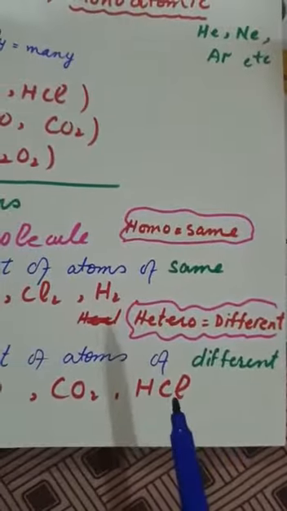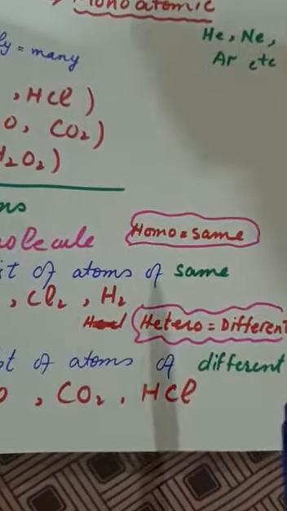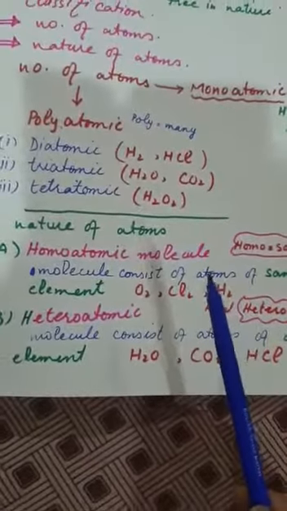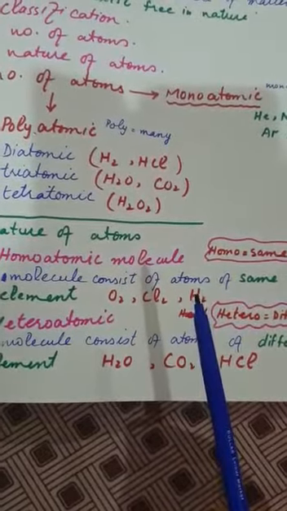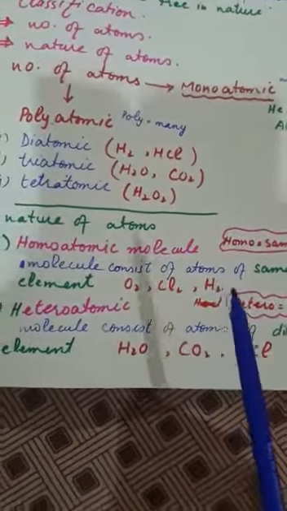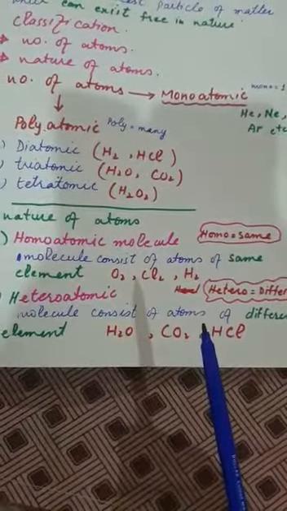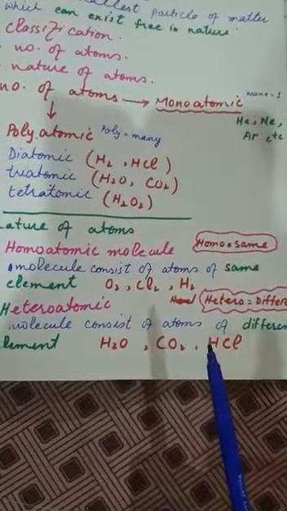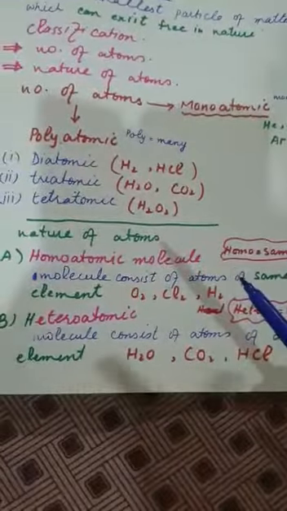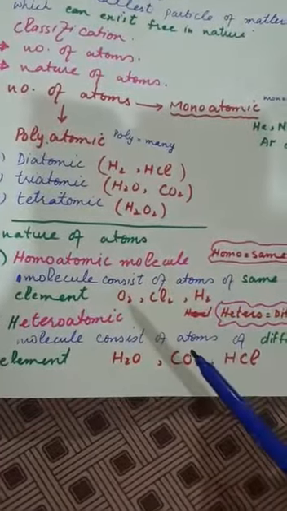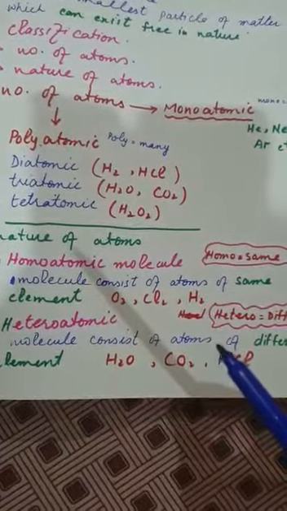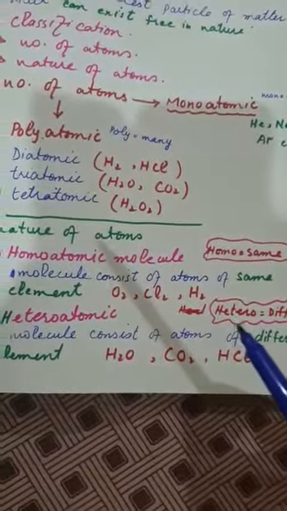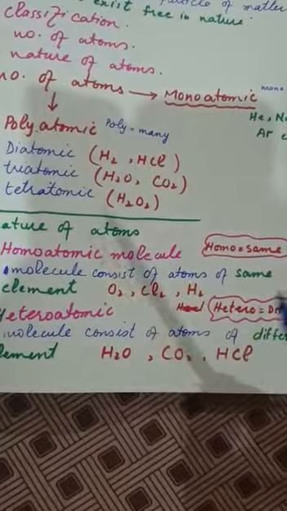Similarly, in the case of HCl you will notice that hydrogen, a different element, and chlorine, a different element, are present in the same molecule. So homoatomic molecules are formed by the combination of atoms of the same element, whereas heteroatomic molecules are the molecules which are formed by the combination of atoms of different elements. In the homoatomic molecule and heteroatomic molecule you won't count the number of atoms. You will just check the nature of the atoms and the nature of the elements which are present in a molecule.